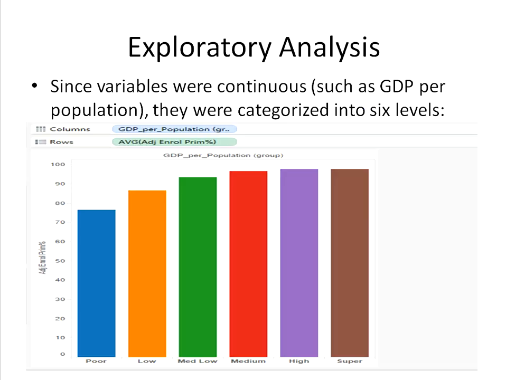All right. Now, we mentioned this a little bit earlier. Since all the independent variables were continuous, such as, for example in this case, the GDP per population, we categorized them into levels. So you have poor, low, medium, high, and super. And as you can see, as the GDP per population increases, so does the enrollment rate, with it topping off with the high and the super high.